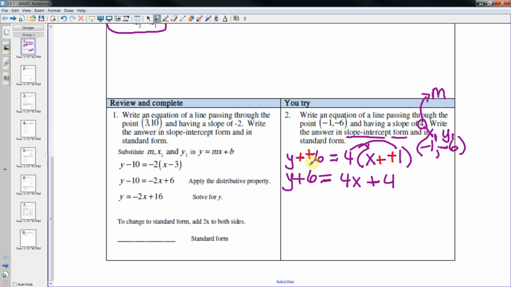And if I want to put it in slope-intercept form, I solve for y, so subtract 6 from both sides. y equals 4x, 4 minus 6 would be minus 2. So this is slope-intercept.